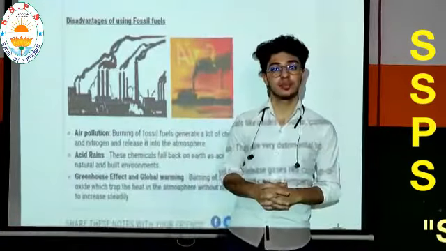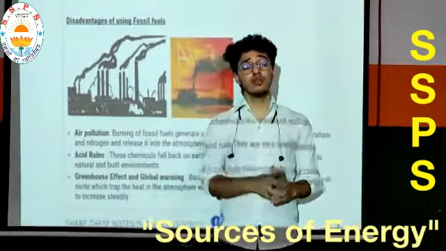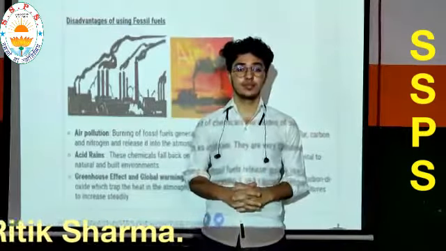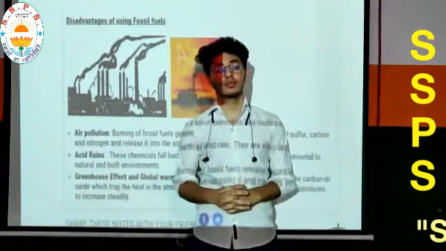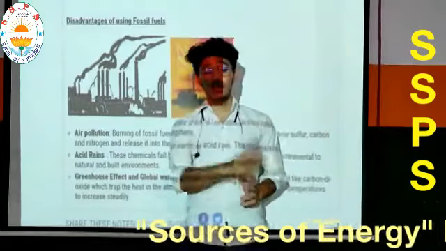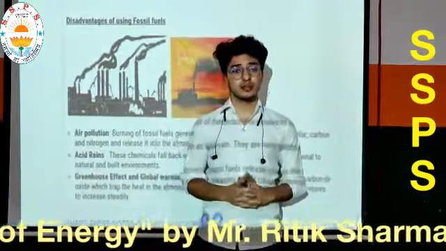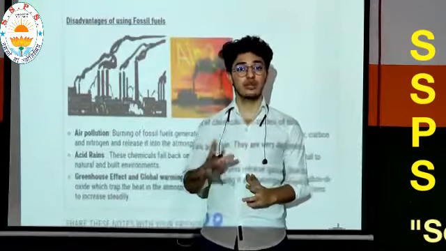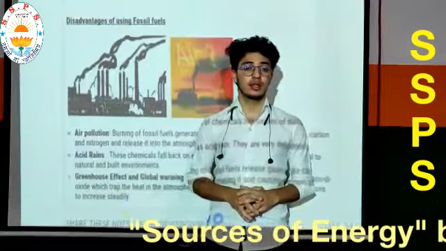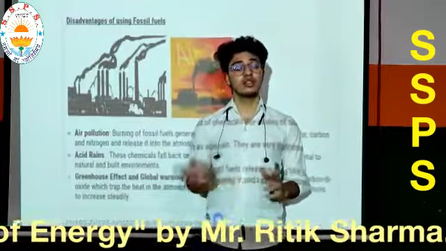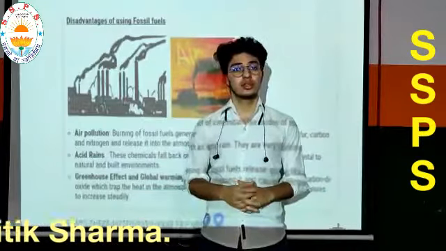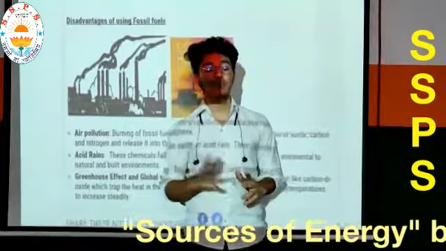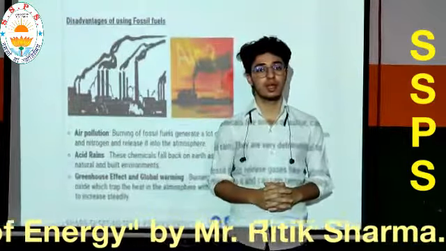Second, acid rain. The burning of fossil fuel is one of the main reasons of acid rain. And the third one is global warming. When we burn a fossil fuel, carbon dioxide is produced. As we all know, carbon dioxide is responsible for the greenhouse effect. So in result, burning of fossil fuel is responsible for global warming. So these were some of the disadvantages of fossil fuels.